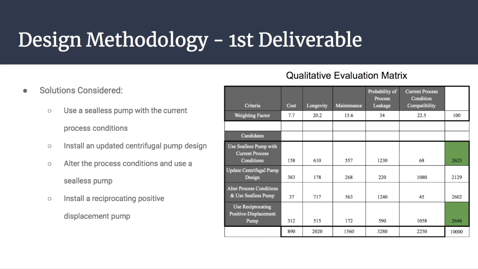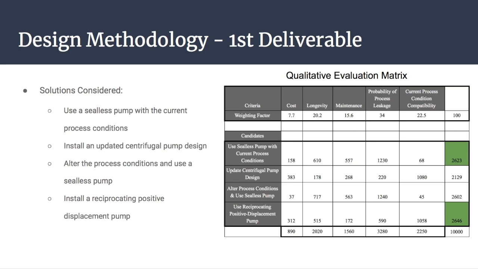There were 4 design solutions considered for the first deliverable. These included using a sealless pump with the current process conditions, such as a magnetic drive pump, using an updated centrifugal pump that is better suited for the current process conditions, altering the current process conditions and using a sealless pump, or using a reciprocating positive displacement pump.